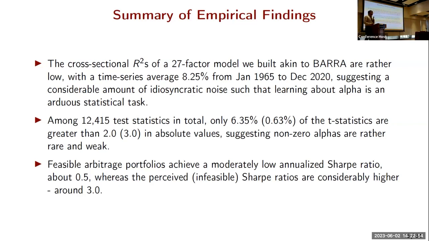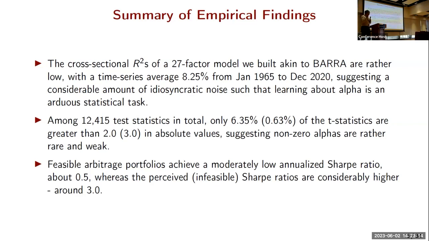So we also calculated: about 6% of stocks have alpha with t greater than 0, and 0.6% with t greater than 3.0. So alphas are not very strong, and relatively speaking they're rare.